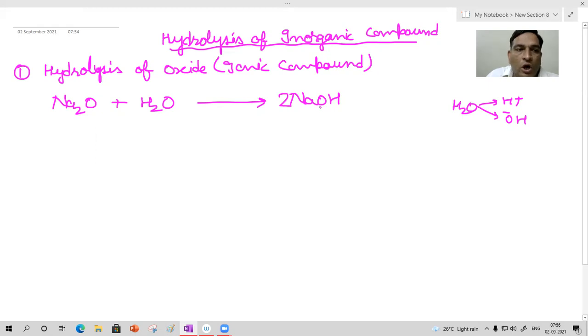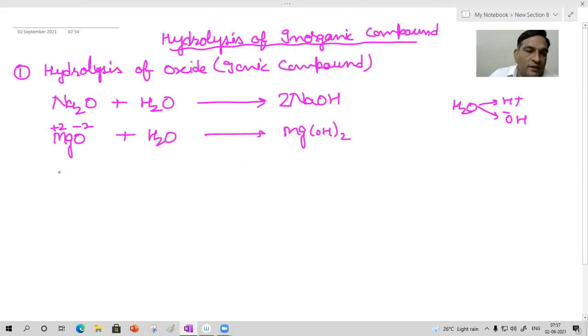That is the reason oxides of metals are basic in nature, because they are giving a base on hydrolysis. I am giving you another example. Magnesium oxide plus H2O, the reaction will be hydrolysis. Again it's an ionic compound, my dear. Water is treated as H plus and OH minus. Magnesium is +2, oxygen is -2. Ion exchange reaction and we will get magnesium hydroxide. One magnesium, two oxygen and two hydrogen.